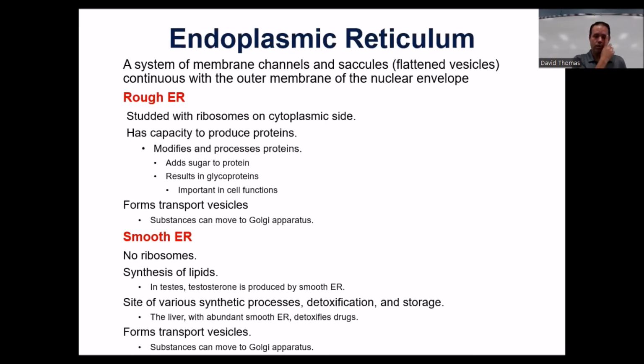It can also form what are called transport vesicles. Anytime you see a vesicle, you kind of think of maybe like a container, compartment. These are transport vesicles, so this can kind of move whatever protein structure has been processed here in the rough ER over to what's called the Golgi apparatus, which we'll look at next.